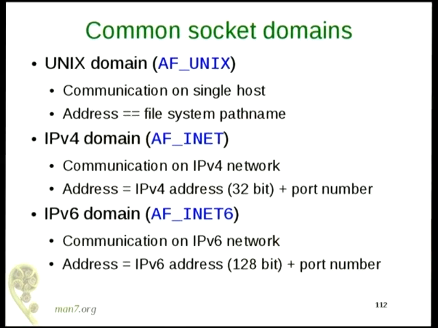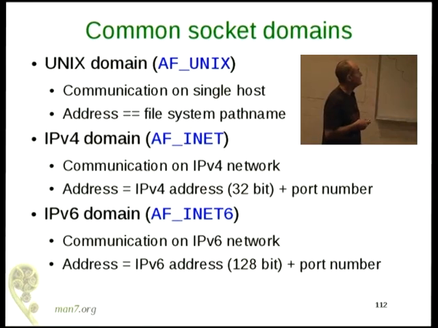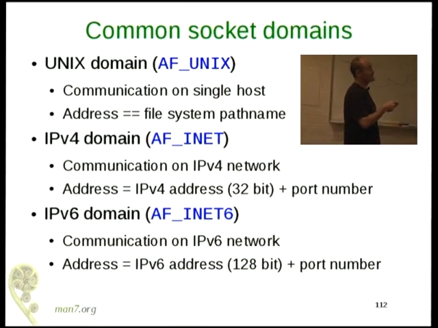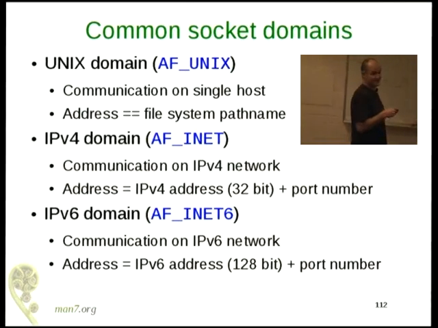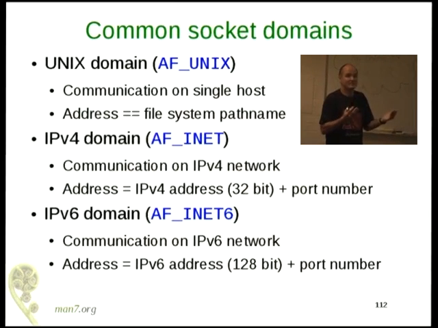There are 3 common domains that are available on all Unix systems and most other systems nowadays as well. These 2 are available on most systems. This one is available only on Unix systems normally. The Unix domain is for communication on a single host. The address of a Unix domain socket is just a path name. So that's how applications identify each other's sockets.